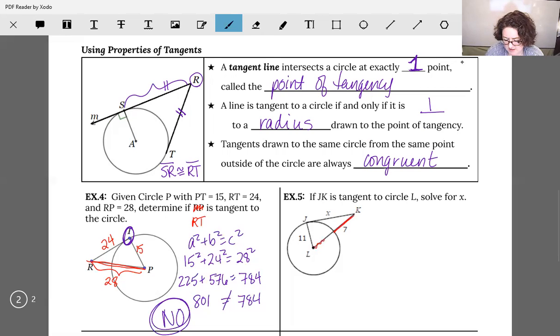So that means I still need the interior segment of my circle. What do I know that has to be? Well, that's a radius, and you already have segment JL, the 11, labeled as a radius as well. So if that piece is also 11, that means that entire segment LK is 18. And so again, if JK was a tangent, what kind of angle would we have to have at J? Well, we'd have to have a right angle.